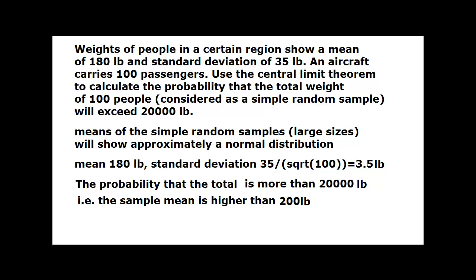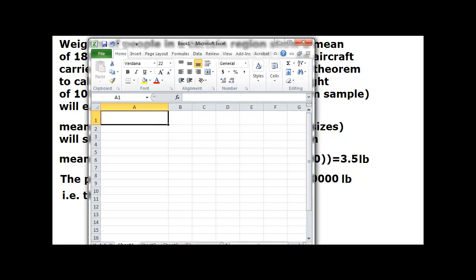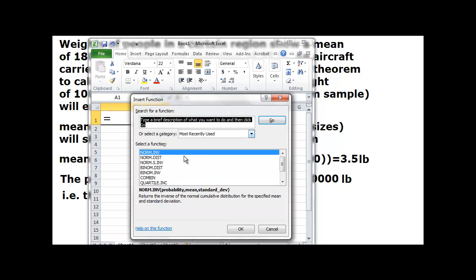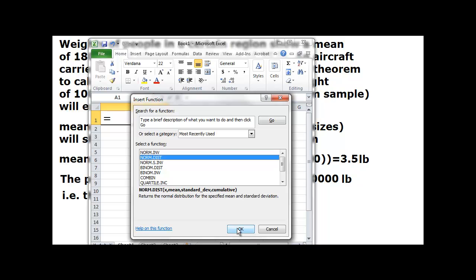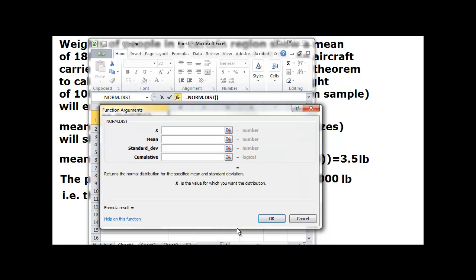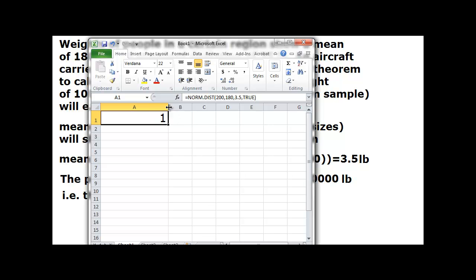Now, if we use Excel as we have been using for this calculation, Excel will give us the area to the left, right? So we go to insert function. Okay, and now we are going to use normal distribution this time because we want the area. So how much is our x? It's 200 pounds. In fact, literally it's x bar, or the sample mean, and the mean of the distribution is 180. Standard deviation is 3.5, and of course we are talking about the cumulative, right? Okay, so we get 0.999, 9 and a bunch of nines, then 4.